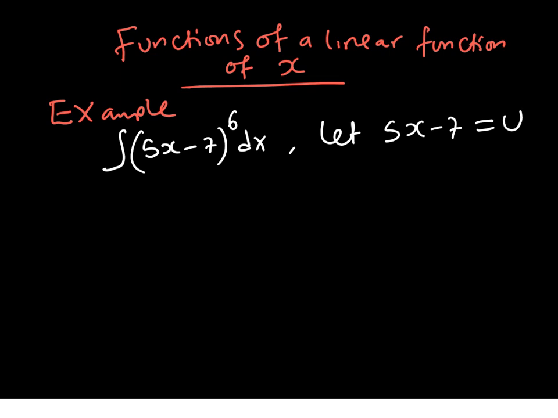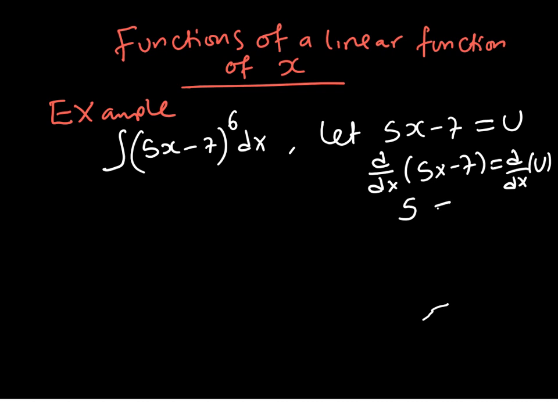So here the integral changes, but before you change the integral, you also have to change the variable dx and it becomes du. So you know that if I differentiate 5x minus 7, it is the same thing as differentiating u with respect to x, and here I get 5, which will be equal to du by dx. So what does it mean? If you want to make dx the subject, it will be 1 over 5 of du. So we are going to substitute.